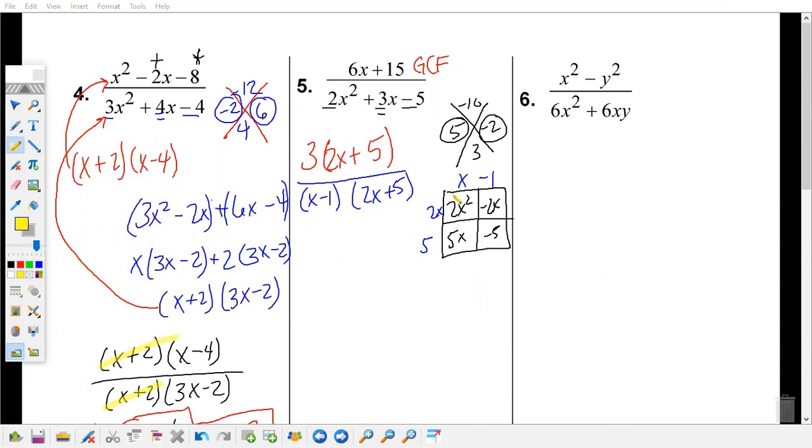Step 2 is to simplify. So I eliminate 2x plus 5. And what am I left with? 3 over x minus 1. State my restriction. X cannot equal 1.